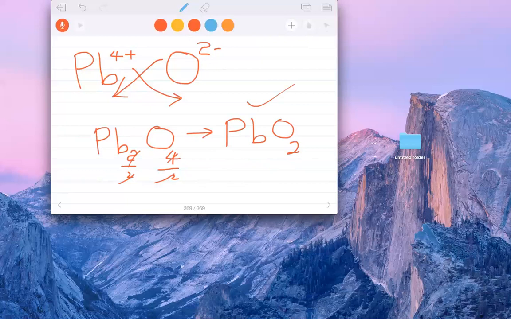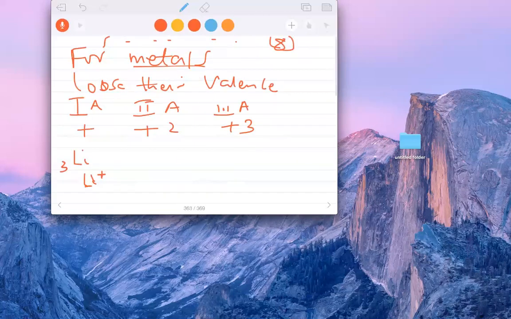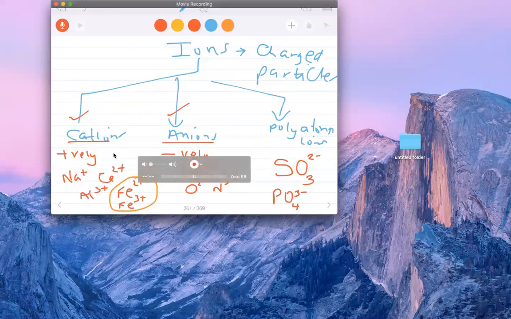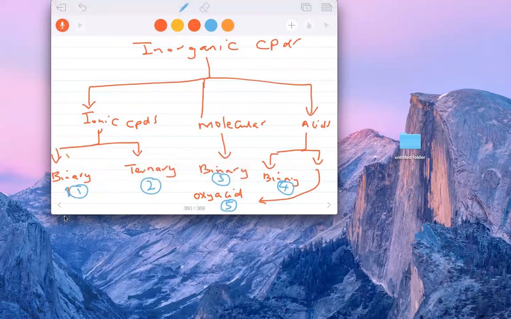It works the same way for ternary. Let me just go back to this flowchart right here. I've shown you how to write the formulas for binary ionic compounds. For binary ionic compounds, use the crossover rule. Before I look at the ternary, is there any question on binary ionic compounds? I want to shift gears to ternary ionic compounds.